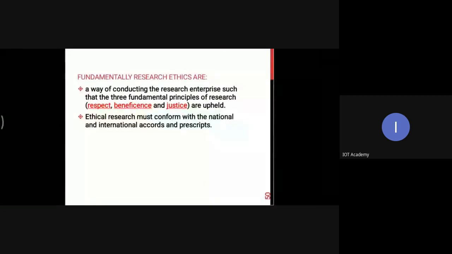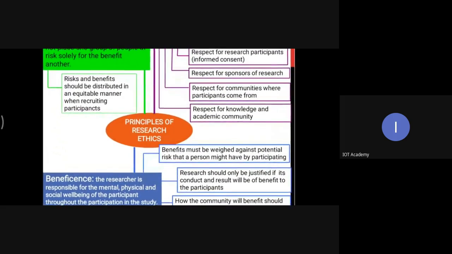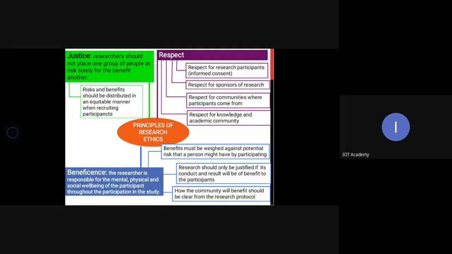Then it talks about respect and justice. I have already talked about it. These are the principles of research ethics. Mainly, we have discussed so many of them, but the highlighting ones are respect, justice, and beneficence. Now, as I told you, beneficence basically talks about not harming people, and there has to be the maximum benefit for the participants and the minimum risk for the participants.